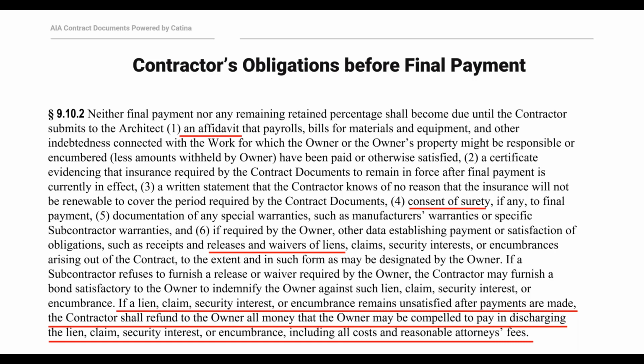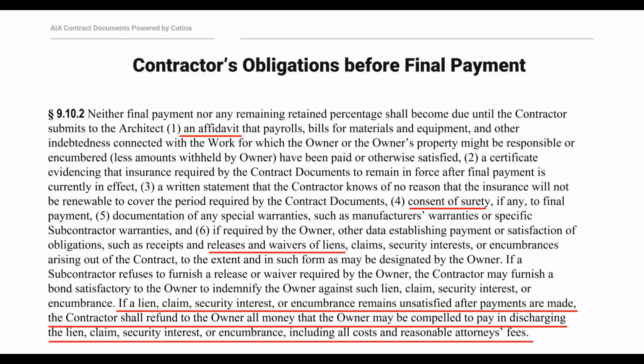And one other thing, section 9.10.2 specifically states that if a lien claim, security interest, or encumbrance remains unsatisfied after payments are made, the contractor shall refund to the owner all money that the owner may be compelled to pay in discharging the lien claim, security interest, or encumbrance, including all costs and reasonable attorney's fees. So in other words, if the owner pays the contractor in full, but the contractor holds back $20,000 or something like that from a subcontractor's payment, and that subcontractor then goes on to file a lien claim against the property owner, then the contractor must refund all that money and any costs and reasonable attorney's fees to extinguish that lien.